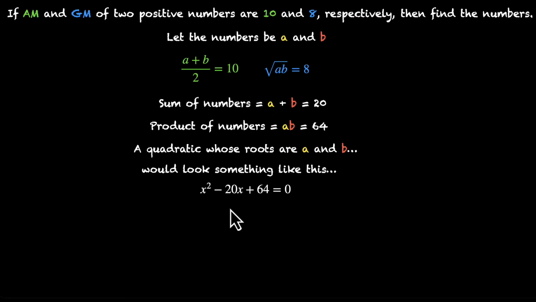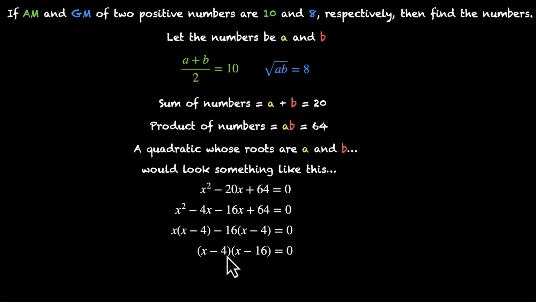So let's solve this by splitting the middle term. x square minus 20x plus 64. 20 can be broken down into 16 and 4. So x square minus 4x minus 16x plus 64 equals 0. Taking x common and 16 common, we get x times (x minus 4) minus 16 times (x minus 4). Taking (x minus 4) common, we get (x minus 4) times (x minus 16) equals 0. Now if these two multiplied give us 0, x is either 4 or 16. So the roots are 4 and 16.